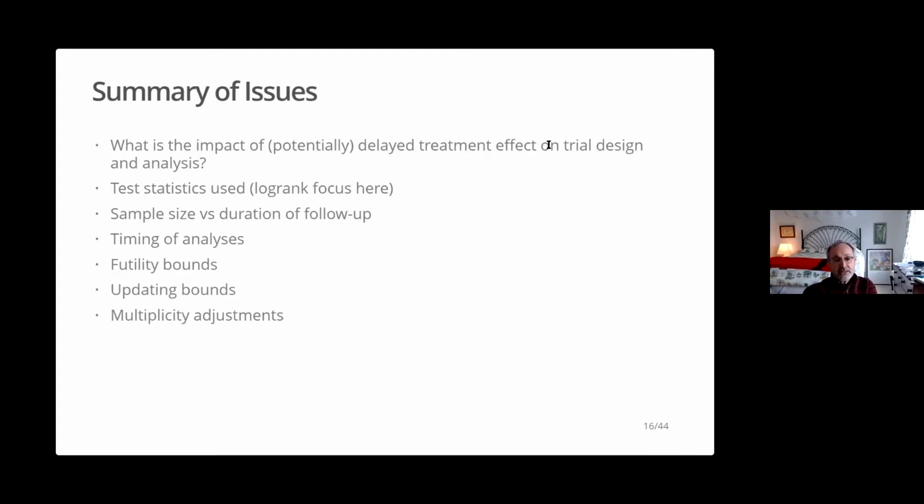I'll just focus on Logrank today. Sample size can vary considerably based on duration of follow-up because your treatment effect depends on having a good follow-up. How do you set up timing of analyses, futility bounds? I won't talk about updating bounds, and I won't talk about multiplicity adjustments.